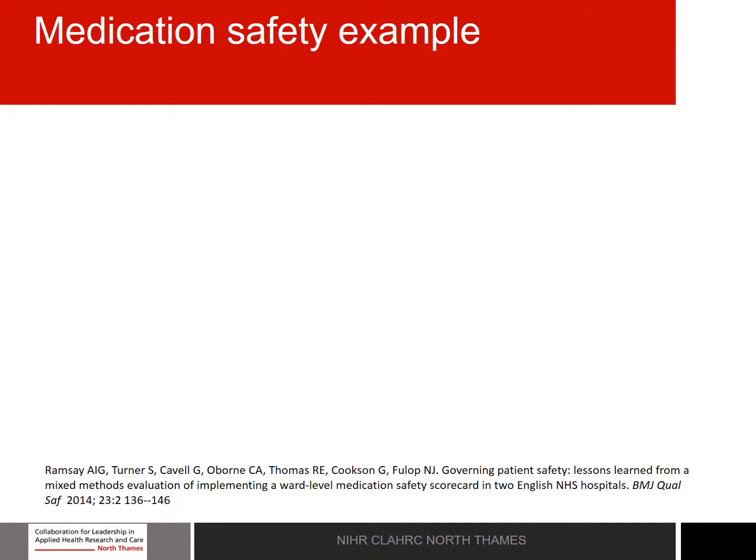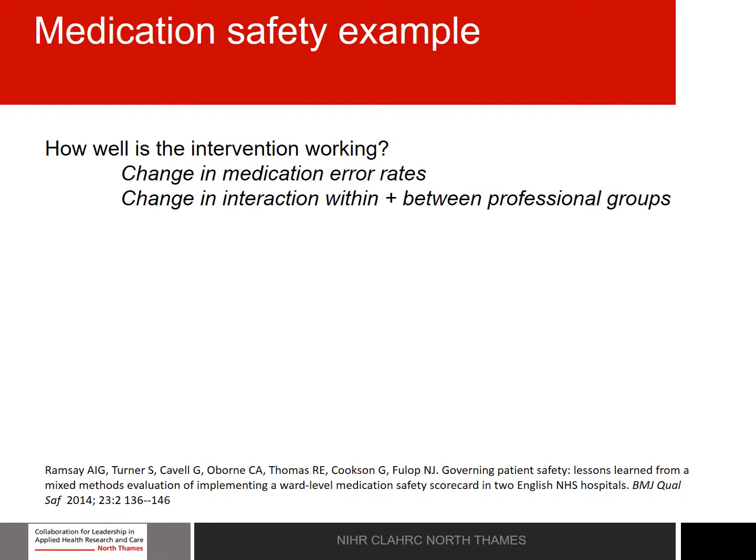The first thing primary users might want to know is how well the intervention is working. What questions would you ask to determine how well it is working? Firstly, you might think about whether there's been any change in medication error rates since the implementation of the scorecard. You might also be interested to know if implementing the scorecard activity has affected the way in which professional groups interact with each other, and also between one group and another group.